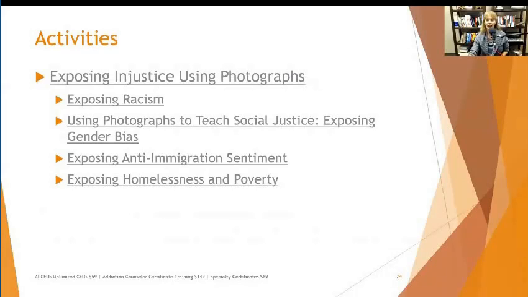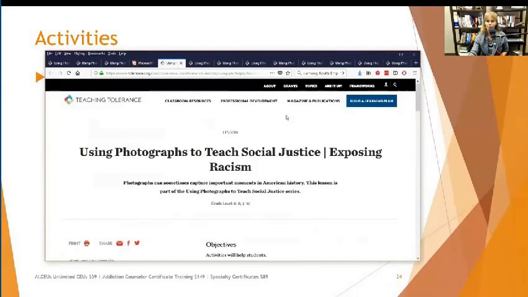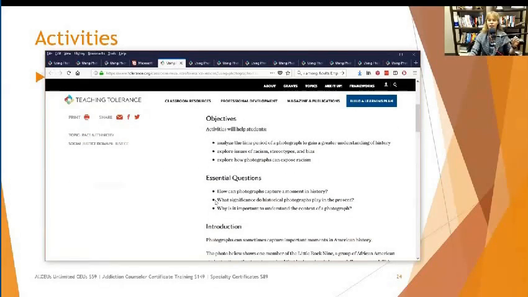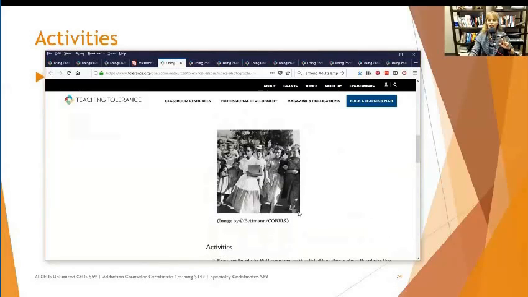So, back to the photographs. We can talk about exposing racism. Essential questions: how can photographs capture a moment in history? What significance do historical photographs play in the present? And why is it important to understand the context of a photograph? So we go down and we look at this in order to understand the context of what's going on. If you didn't understand when this was taken, you might not understand the types of pressures and discrimination this woman was feeling.